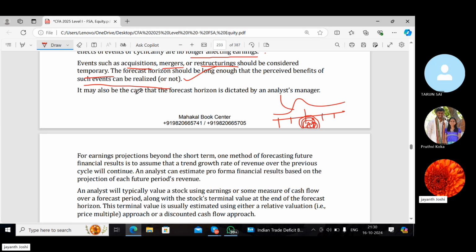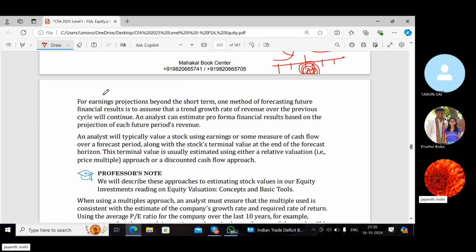It may also be the case that the forecast horizon is dictated by an analyst's manager. For earnings projections beyond the short term, one method of forecasting future financial results is to assume that the trend growth rate of revenue over the previous cycle will continue. Yes, you are saying that the trend should continue. Analysts can estimate pro forma financial statements, that means estimated financial statements based on the projection of each future period's revenue. We have already seen how to make the pro forma financial statement based upon the revenue.